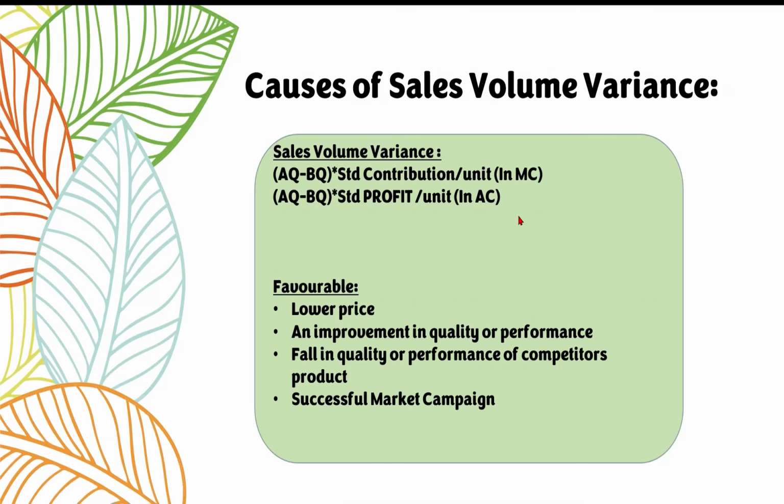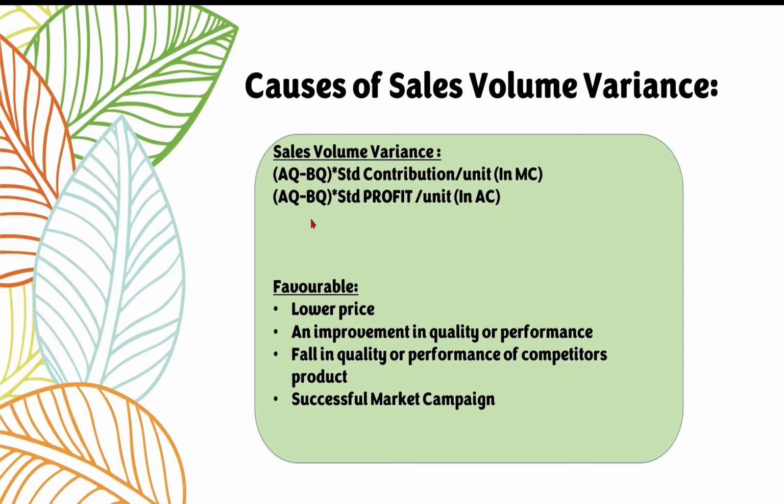So now come to the sales volume variance. We know the formula; this is the formula to calculate the sales volume variance. Now if our situation is favorable, what could be the possible reason? Again, the reason is a lower price. We have charged a lower price, our demand has increased, and due to the increased demand, our actual quantity sold has increased, and that leads to this favorable situation.